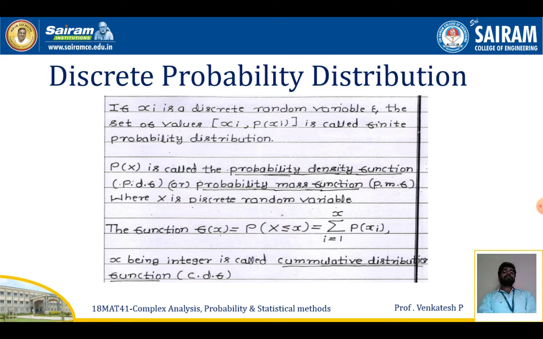Now let me define a function f of x, given by p of capital X less than or equal to small x, that is, the summation where i ranges from 1 to x of the probability of the random variable xi. This function f of x is called the cumulative distribution function, or simply the CDF.